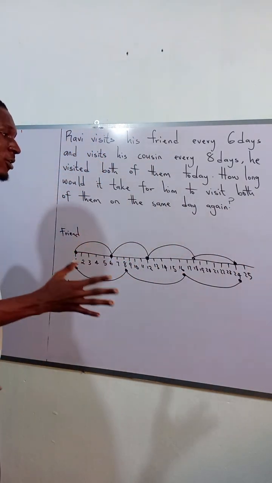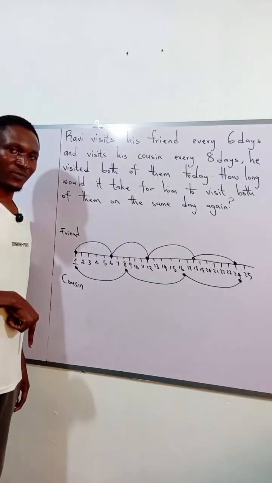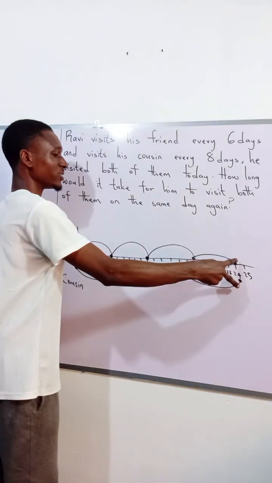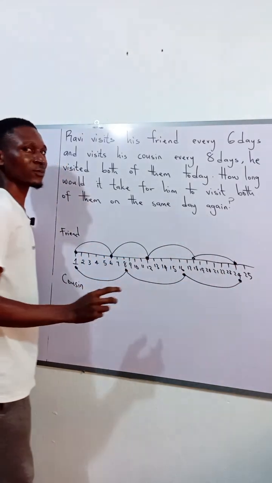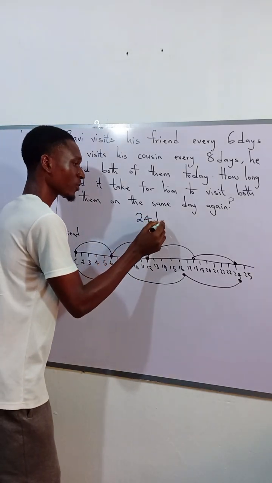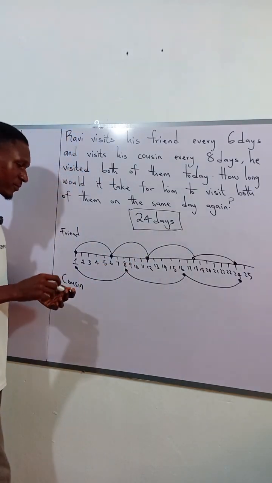So ordinarily we have known that, okay, if this first day is today, the next day he's going to see both of them is on the 24th day. So our answer already, we have gotten it to be what? 24 days. But do you really have to be drawing number lines like this?